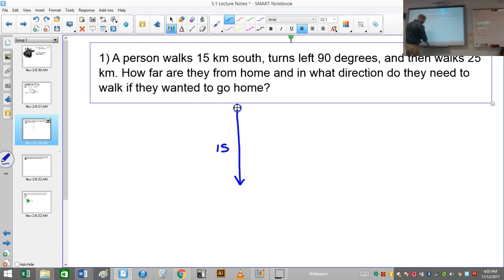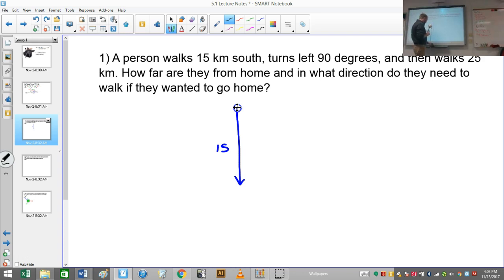They turn left. Now you've got to be real careful. When you look at this, this looks like it's the right, and then this looks like it's the left, from your perspective. But when you're walking south and then you turn left, turning left is actually this direction. That's left while you're heading south. You have to have that spatial awareness when doing a problem like this. And you walk 25. So I'm actually going to make this a little bit more to scale. 25. How far are they from home, and in what direction do they need to go if they wanted to go home?